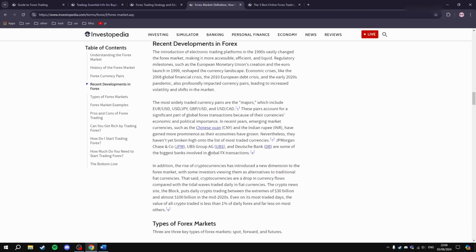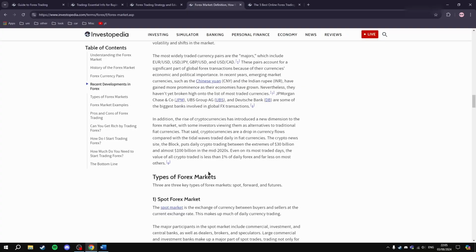The most widely traded currency pairs are the majors, which include Euro-USD, USD-JPY, GBP-USD and USD-CAD. These pairs account for a significant part of global forex transactions because of their currencies' economic and political importance. In recent years, emerging market currencies such as the CNY and the INR have gained more prominence as their economies have grown. Nevertheless, they haven't yet broken high onto the list of most traded currencies. JP Morgan Chase & Co., UBS Group AG and Deutsche Bank are some of the biggest banks involved in global FX transactions.